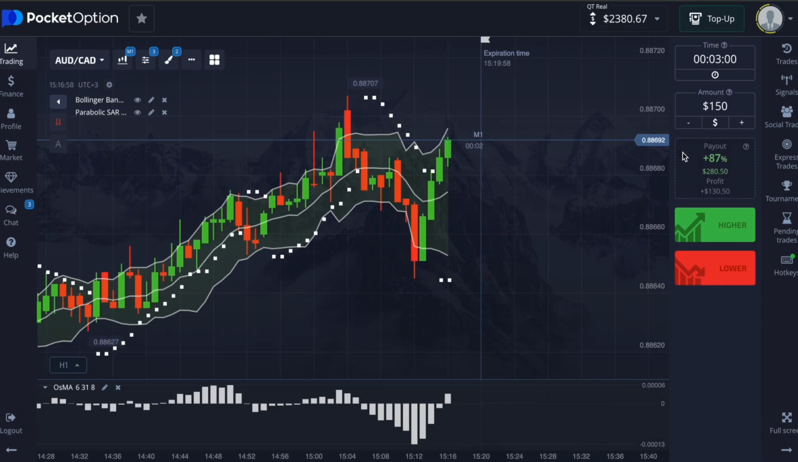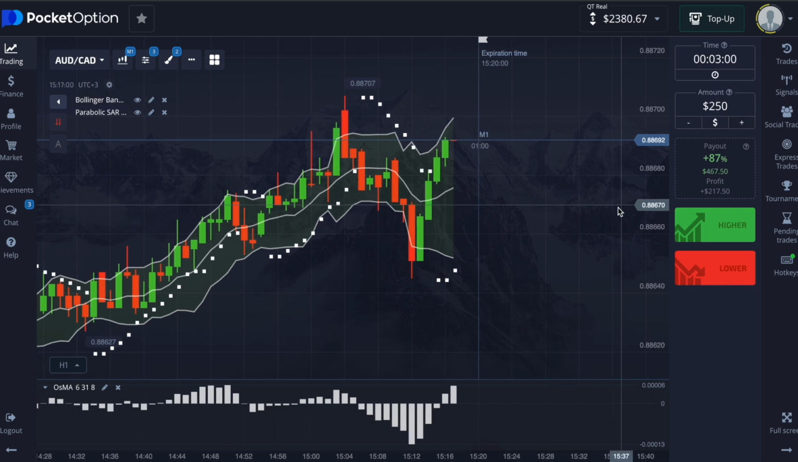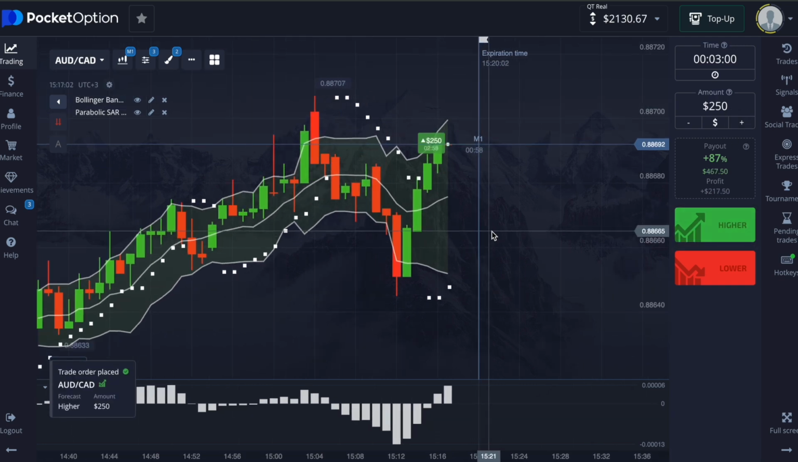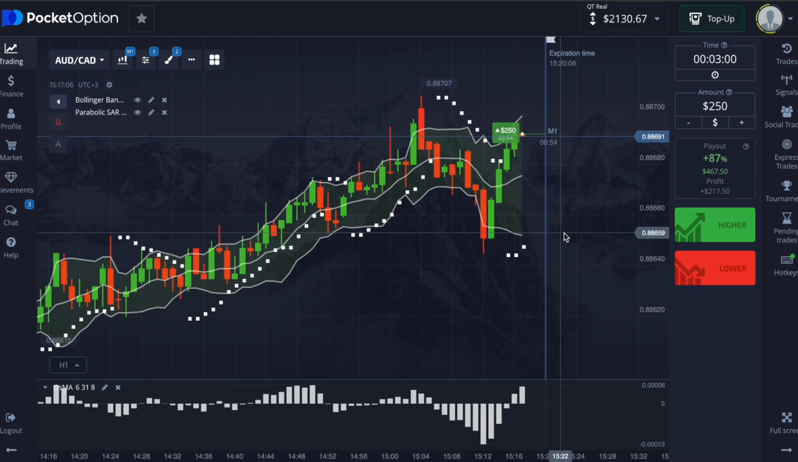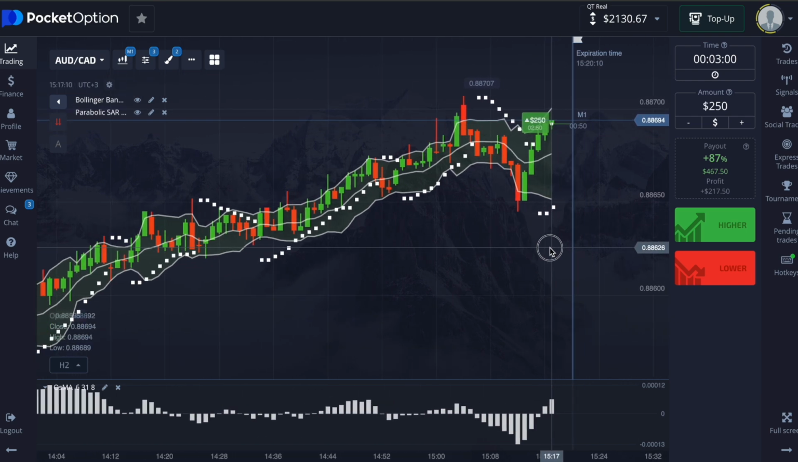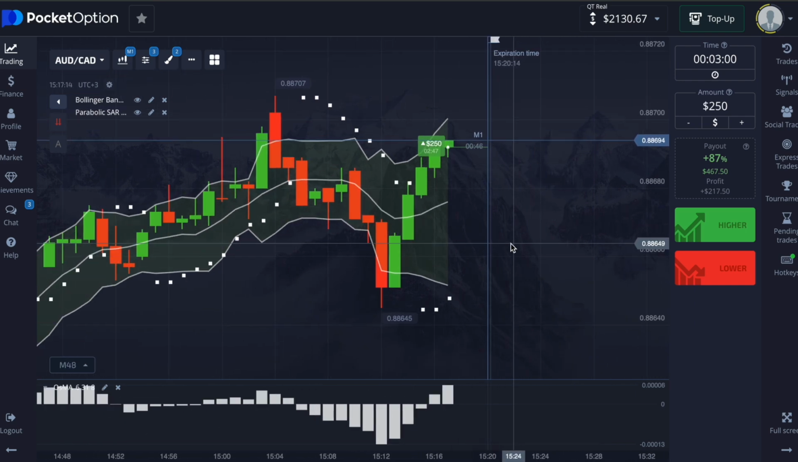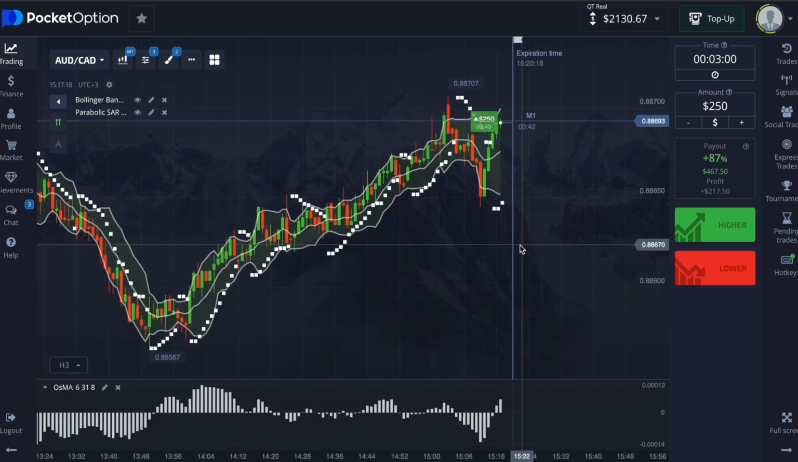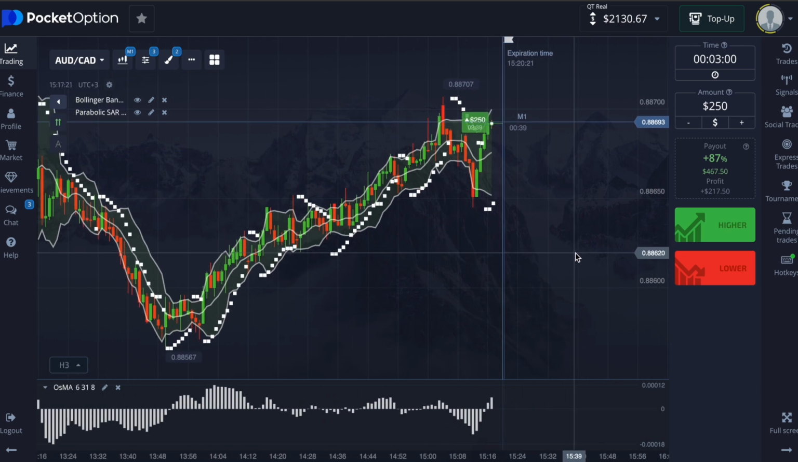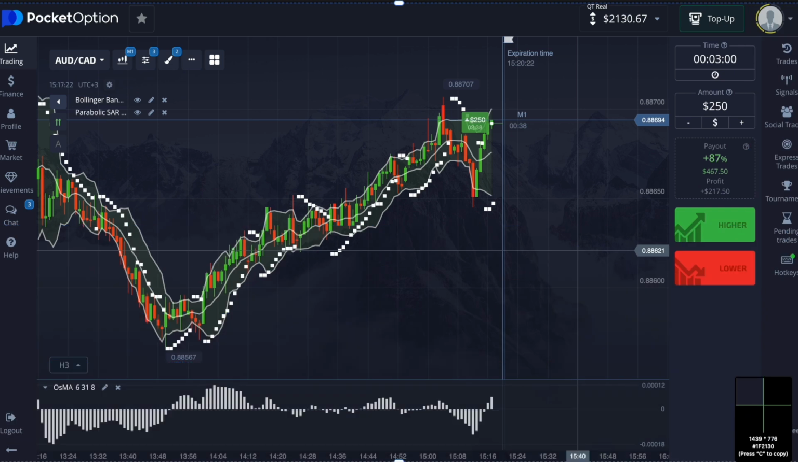Let's continue. I find a similar situation on another currency pair. Increase the trade amount, and with the new candle, I open a trade for an increase with an amount of $250 for 3 minutes, and I believe the price here will continue to rise. These indicators in combination work well, complementing each other and creating truly high-quality signals, avoiding false moments.